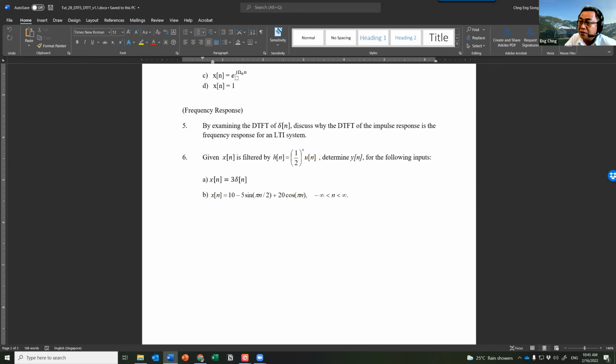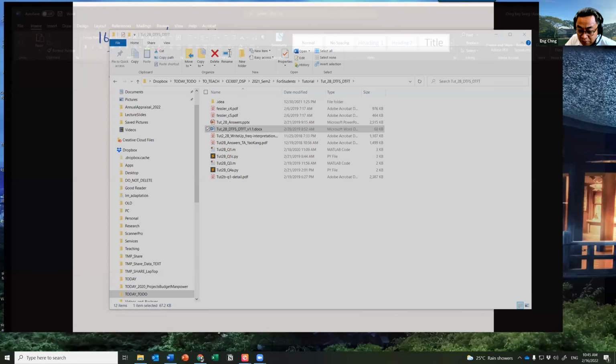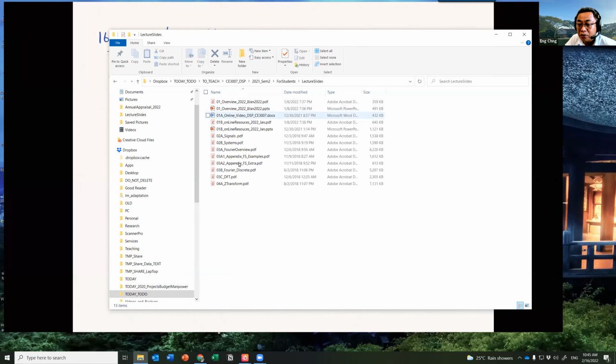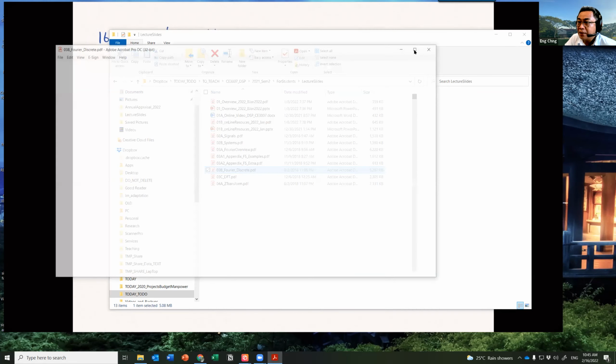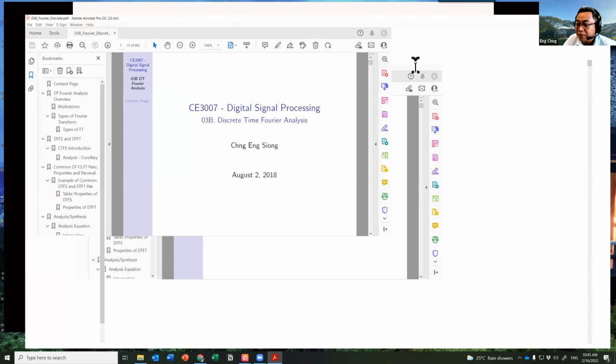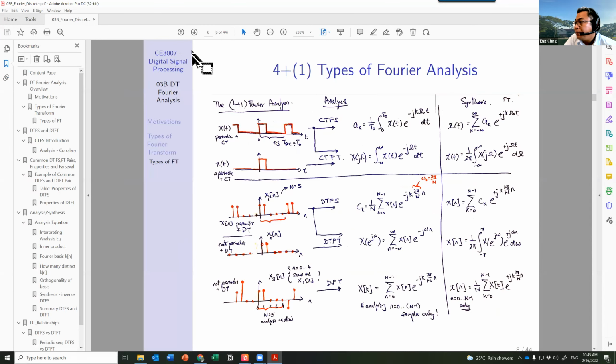Now, how to study this course? Please look at this slide. Go to the lectures, and in O3B, the slide that will teach you the most is this slide. So you have a one-page cheat sheet. You have to copy this slide somewhere so that all the equations are here.